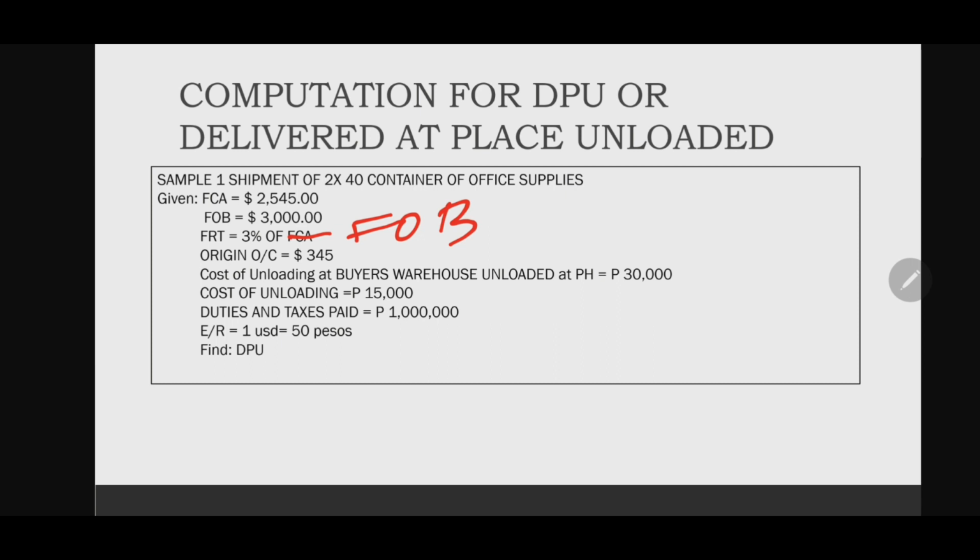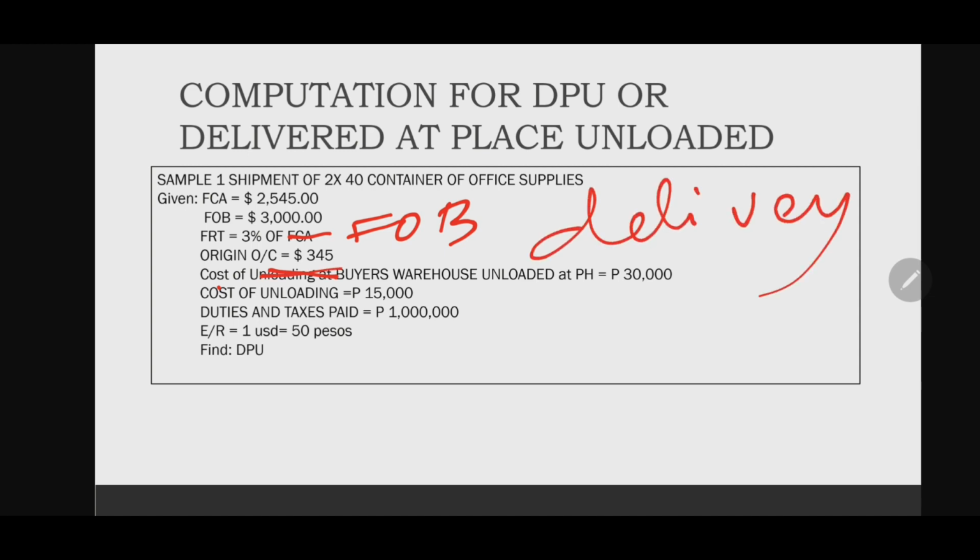By the way, in the first problem, we do not include the origin other charges, unless it is stipulated that the origin other charges are not included in the given FOB value. But if the problem is silent, then you do not need to add the origin other charges to the FOB or the FCA value. Okay, again, this is the cost of delivery and not the unloading.